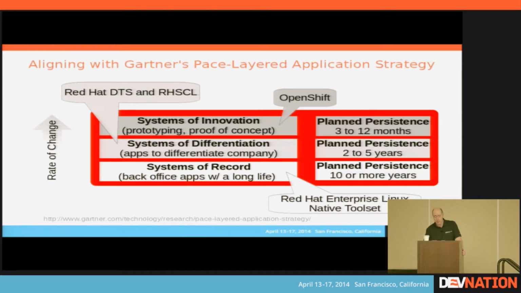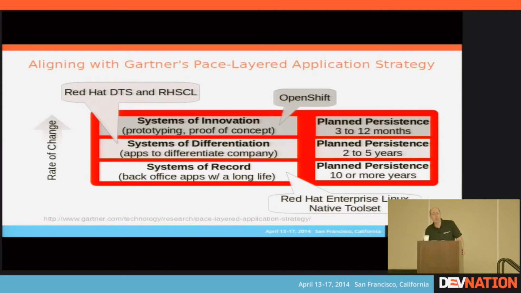Going to the top row, you'll see what Gartner calls the systems of innovation. These tend to be shorter-lived applications, prototype applications, proof of concept. They might be social media applications that are put together for a particular event. Relatively short life, plans persistence usually of less than 12 months. And these applications fit well into the model for our OpenShift platform. You can spin up a system, develop your app quickly, get all the latest tools, and get it into production very rapidly.